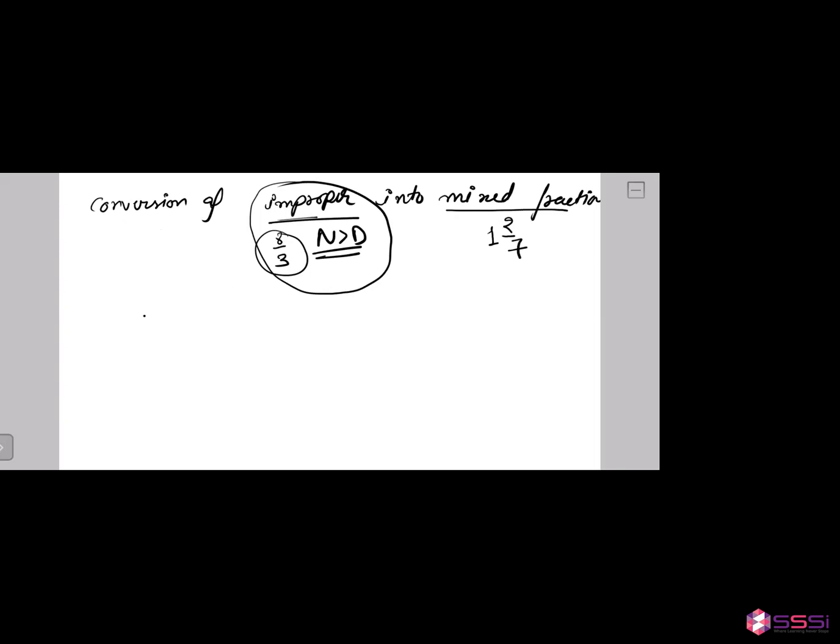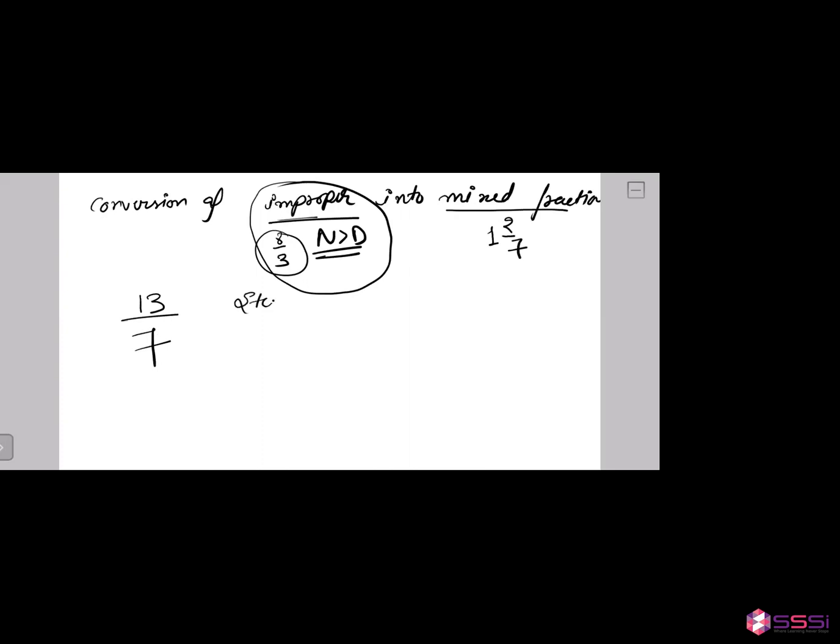So let's say we have 13 divided by 7. Is this proper or improper? Ma'am, this is improper. Okay. So how do we convert this improper fraction into a mixed fraction?